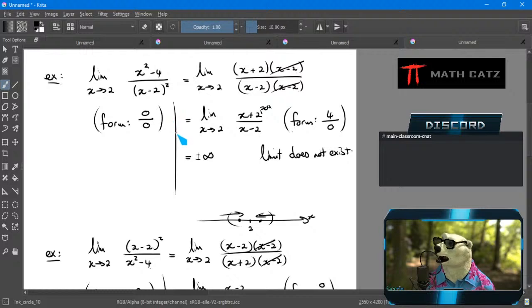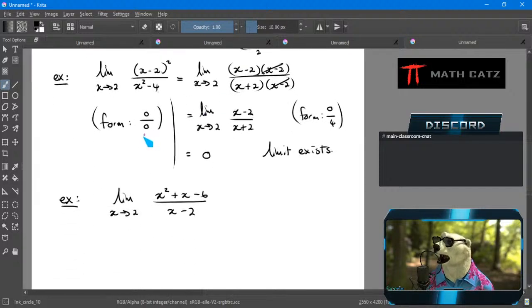What's the takeaway? 0 over 0 is informative but not ideal, in that I could have a 0 over 0 form originally that results in an infinity as the answer. Limit doesn't exist. I can have a 0 over 0 form originally that results in a 0 answer. Limit exists. Look at what the form is here. We'll do this on Monday, of course. Look at what the form is. Do the same thing. See what you get.